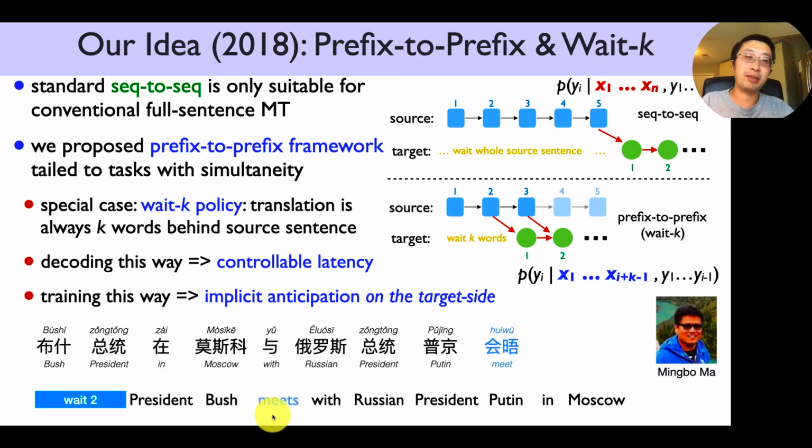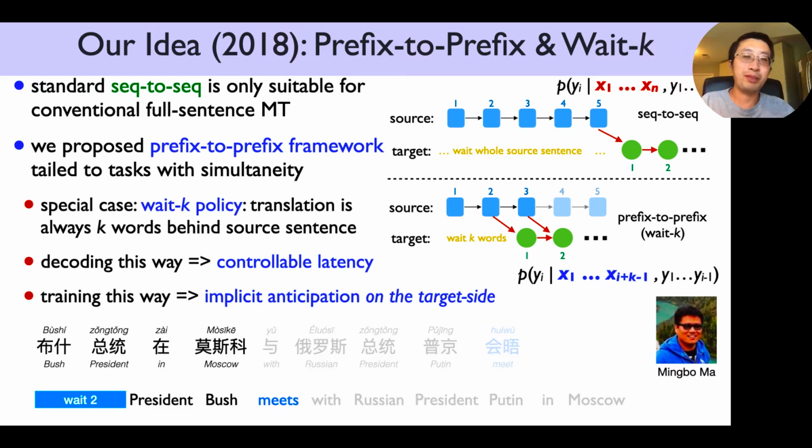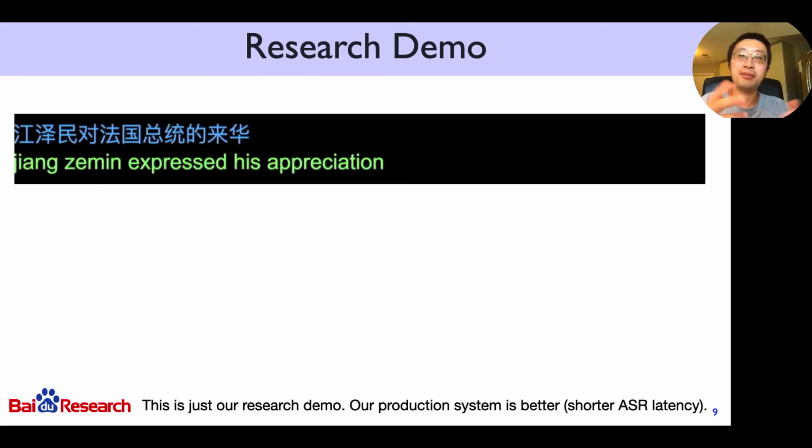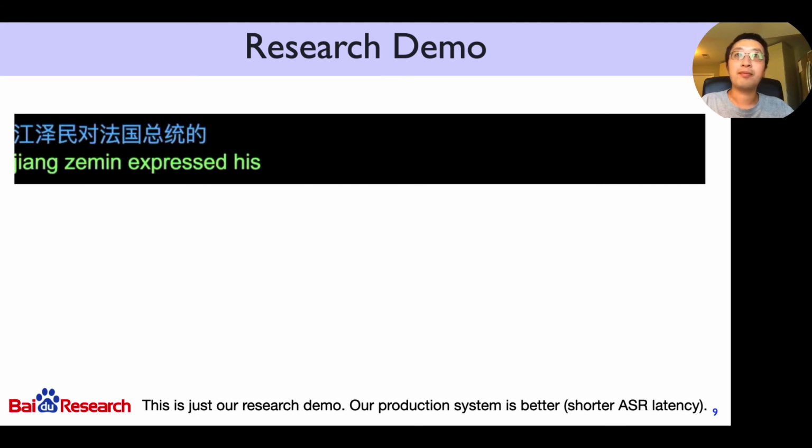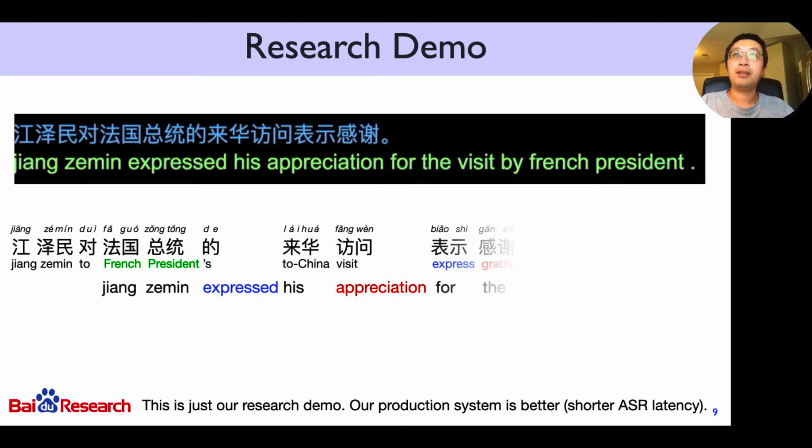Of course, you can make a mistake, but human interpreters make mistakes all the time. That's fine. That's just life in this very difficult business, right? So here's our research demo. 江泽民对法国总统的来华访问表示感谢。 You can see the express appreciation part is anticipated long before it's actually revealed on the source side.